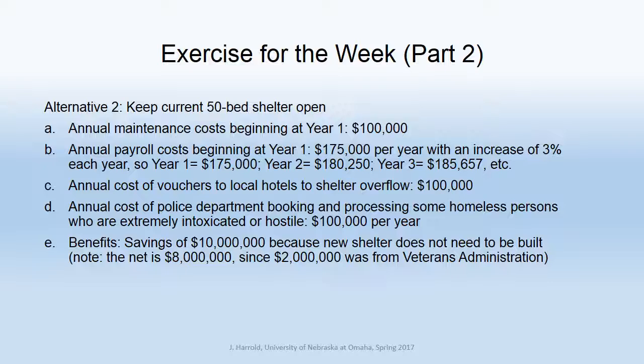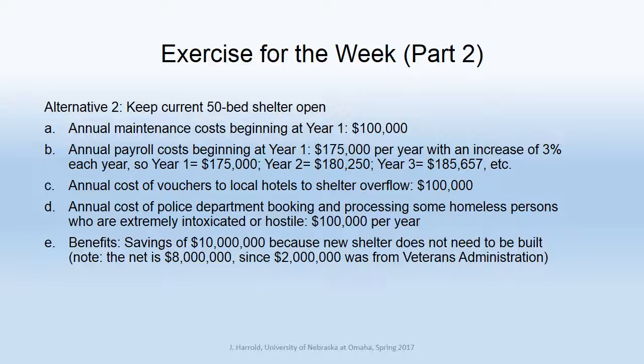So there's a second alternative, and that is keep your current 50-bed shelter open. Okay, so what are the costs of that? Well, the annual maintenance costs beginning at year one are $100,000. It's an older building, so it's costing you a lot more to maintain. Plumbing, electrical, heating, it's just costing you more money. The annual payroll cost, you actually have a smaller staff at your 50-bed shelter, is $175,000 in year one. And again, you're going to increase that at 3% each year.